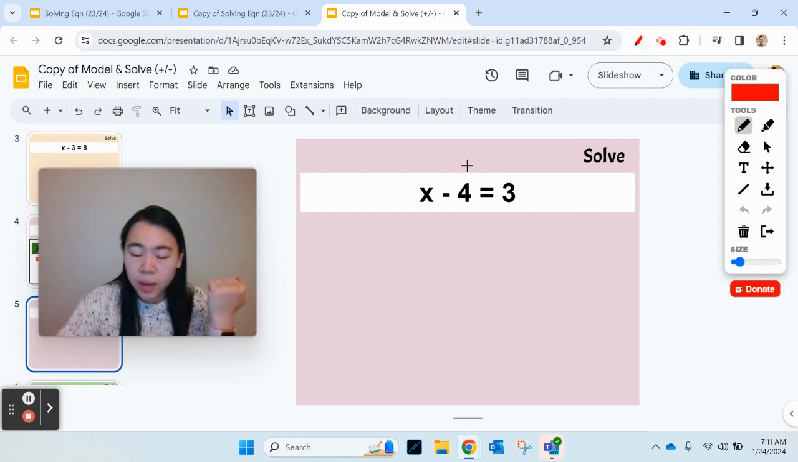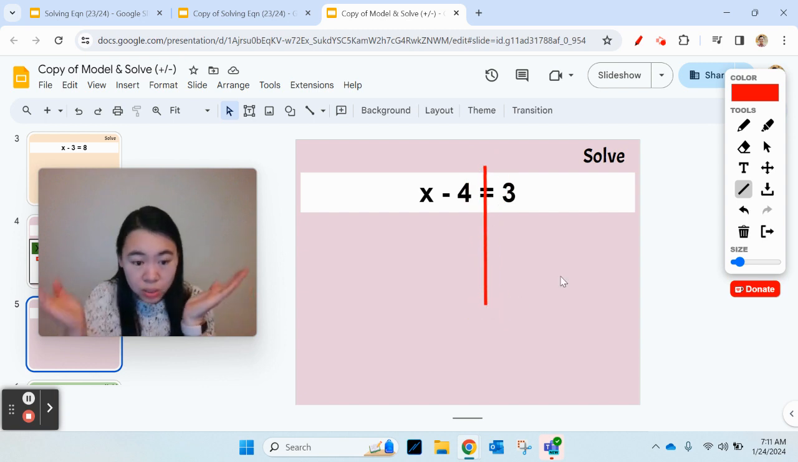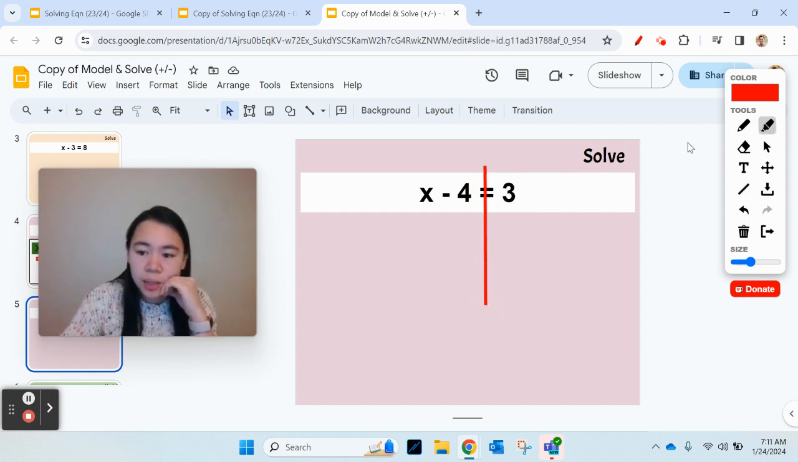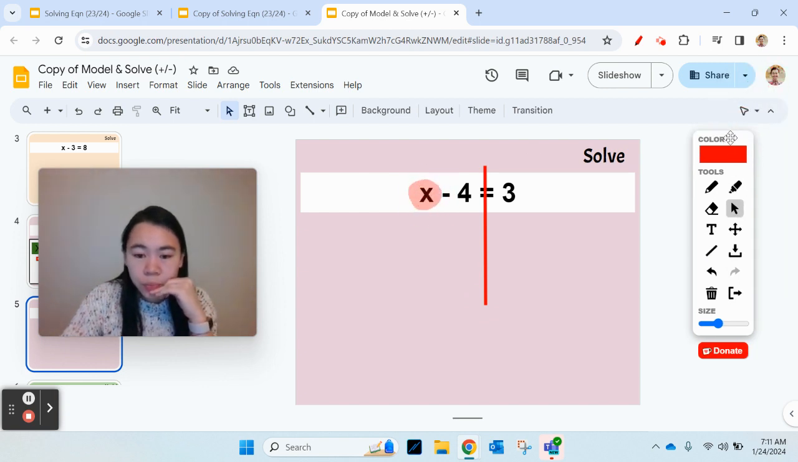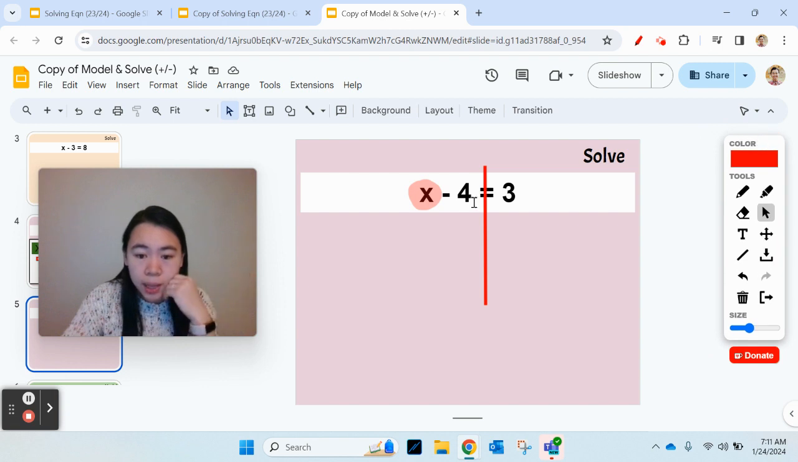All right, now we're going to go ahead and solve this. Start by drawing a line down your equal sign to help show you the two sides of your equation, your two sides of your balance beam. I'm going to highlight my variable so I know that's what I'm supposed to look out for. What is happening to your variable? X minus 4. So what is the opposite of minus 4? Plus 4.